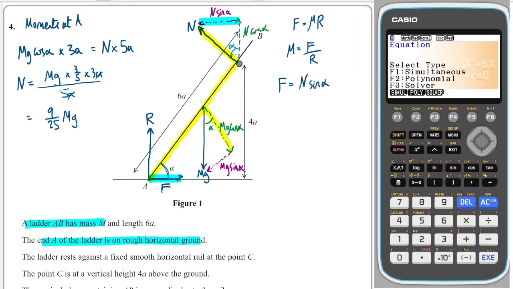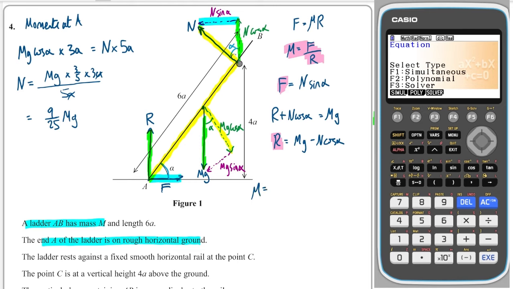Okay, now let's look at the vertical forces. Again, they need to be balanced. So I've got R, I've got mg going in the opposite direction, and I've got N cos alpha going up. So I've got R plus N cos alpha must equal the one going down, which is mg, which means that R is equal to mg minus N cos alpha. So now I've got an expression for F and I've got an expression for R.